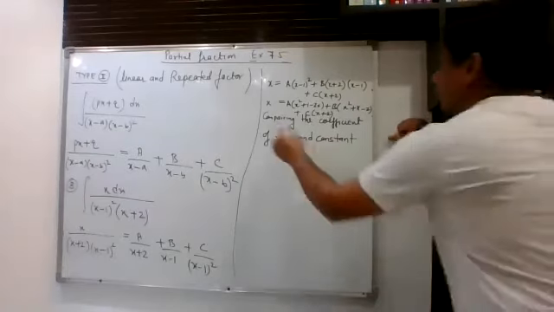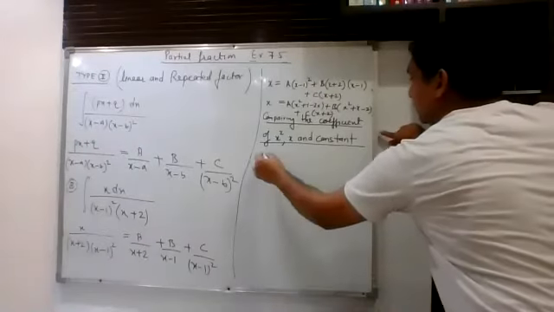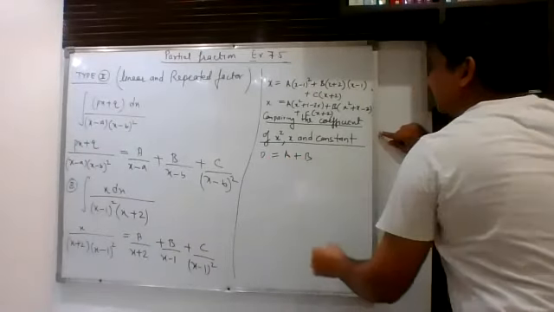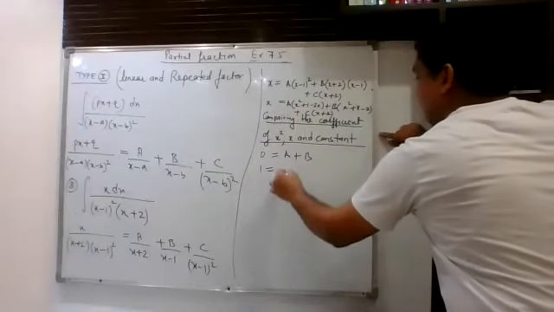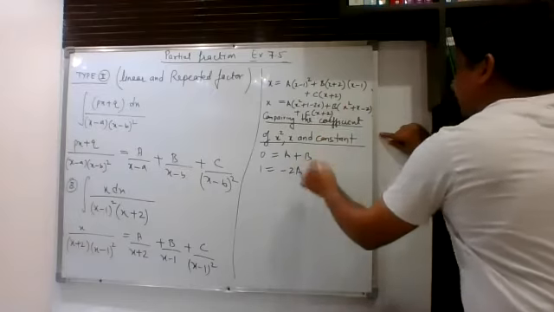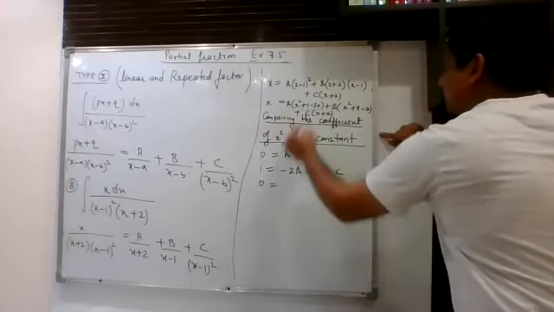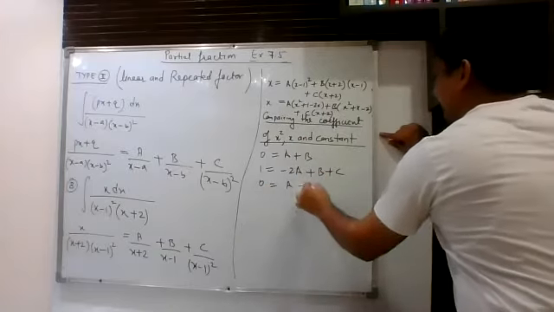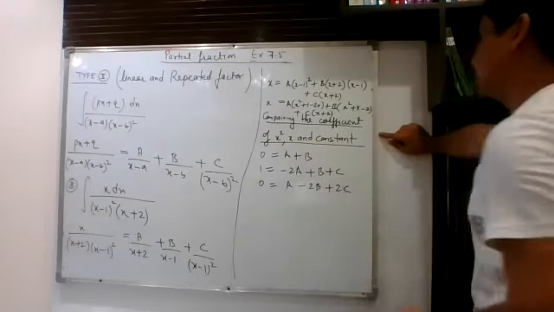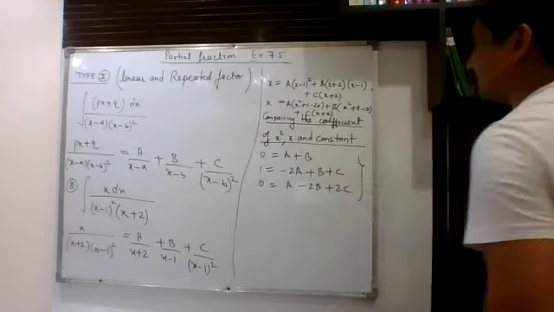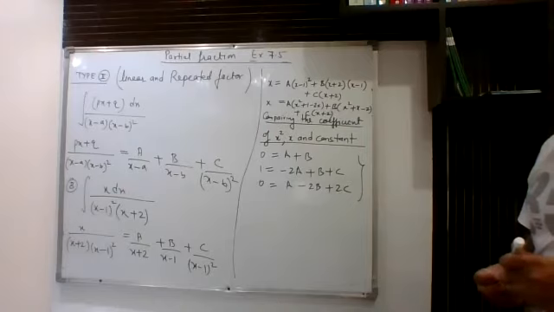So when you compare the coefficients of x square, x and constant, you will get 0 is equal to a plus b. On this side the coefficient of x is 1, and on the other side it is minus 2a plus b plus c. Constant term is 0, so 0 is equal to a minus 2b plus 2c. So this is the system of equations.